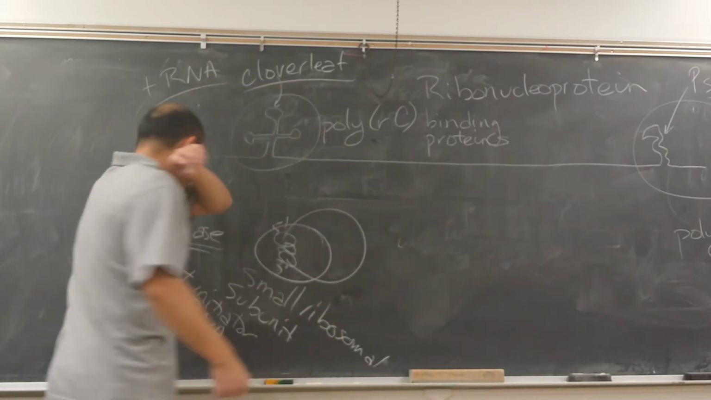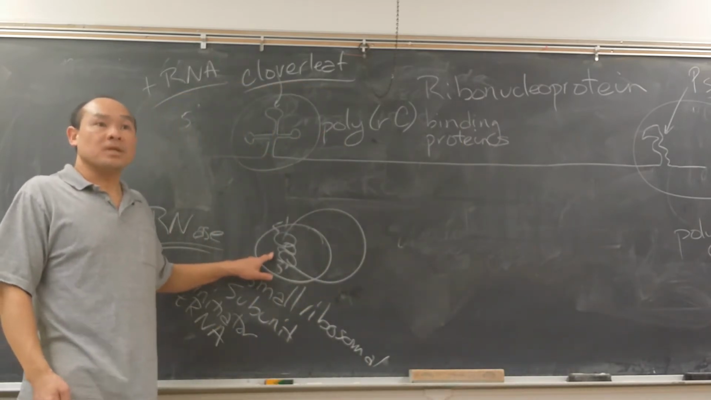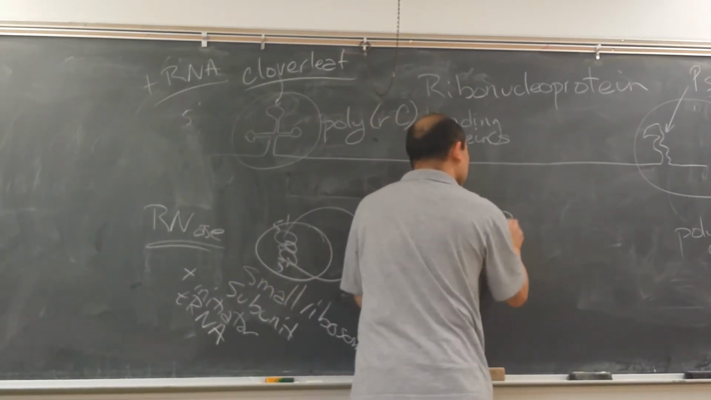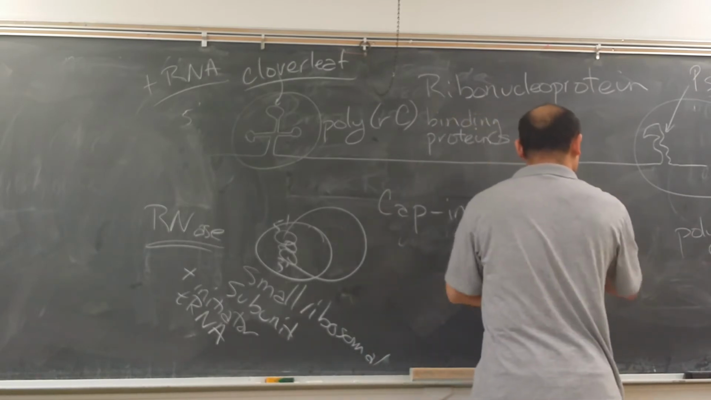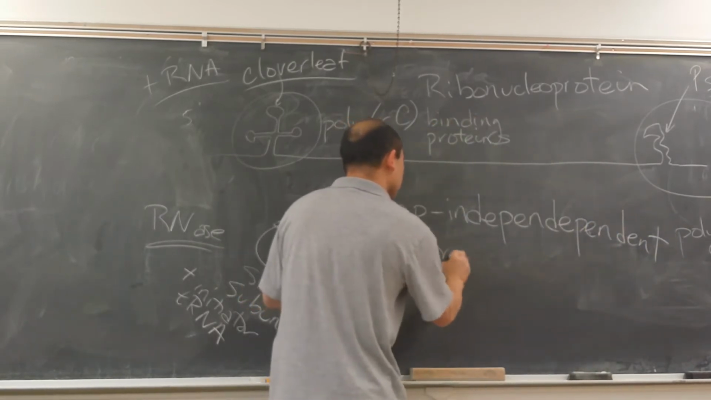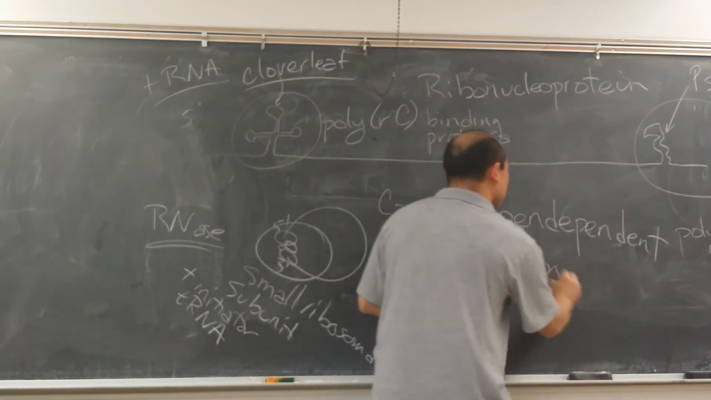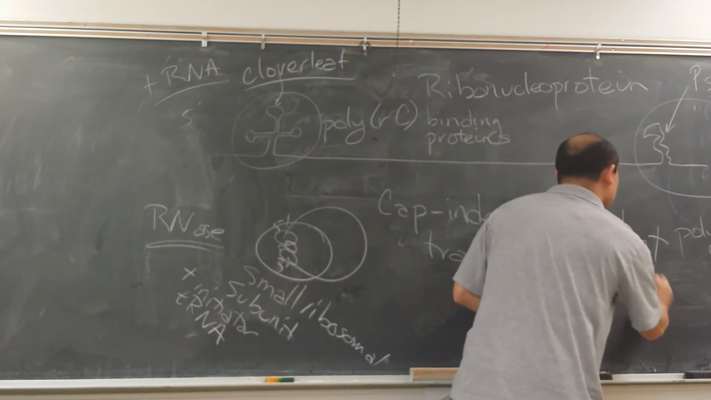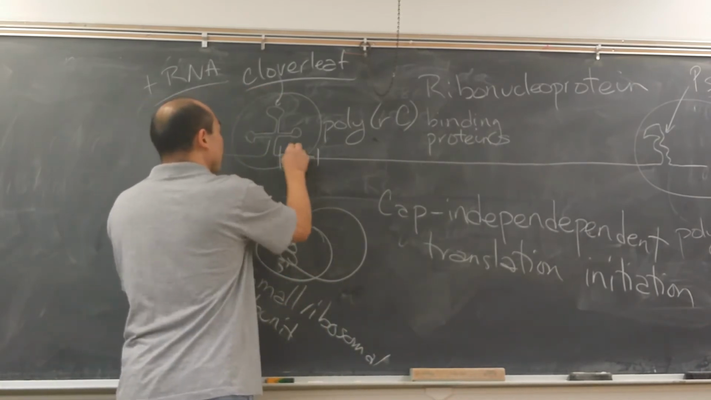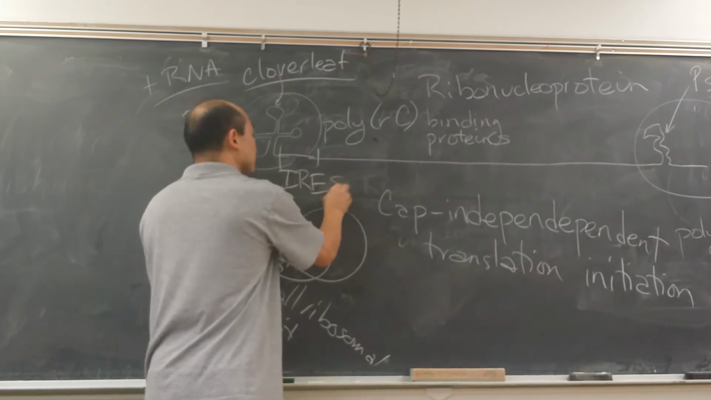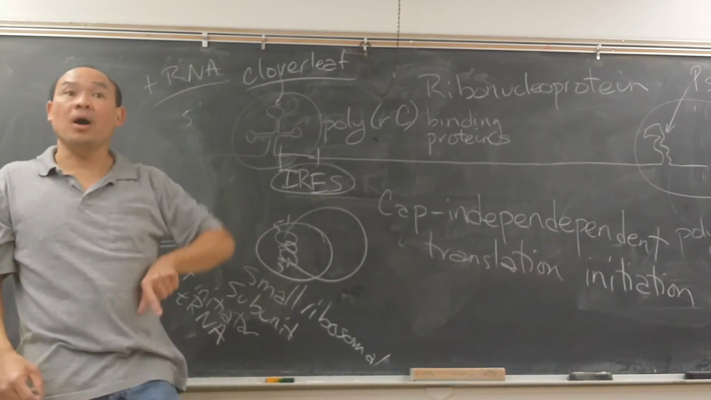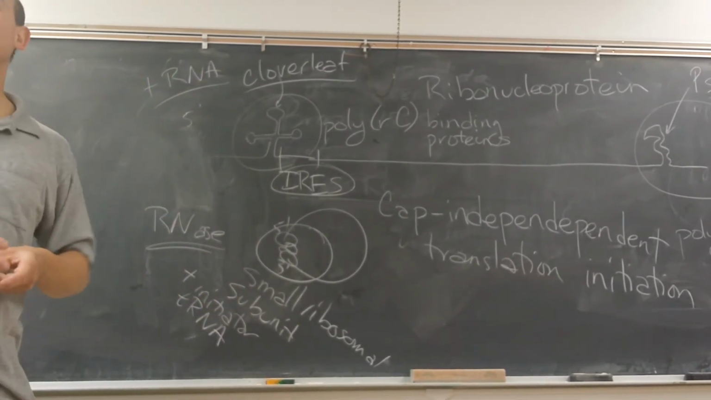So translation here is cap independent. Translation initiation. And for cap independent initiation, what is required? An IRES. Right? That is related to a secondary structure. It just happened that the clover leaf is a secondary structure.